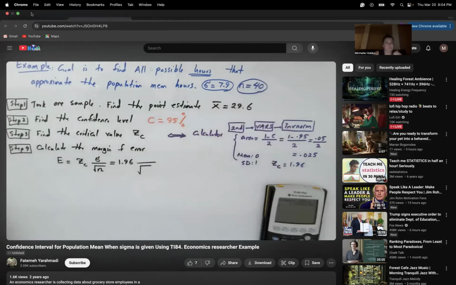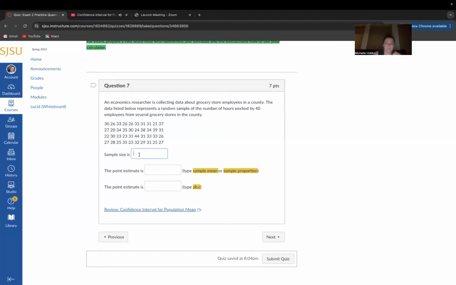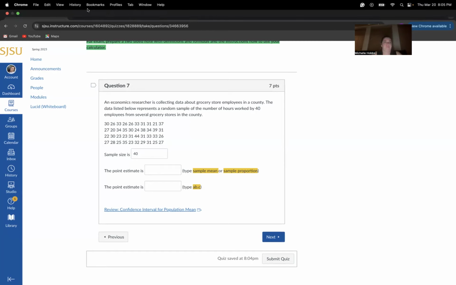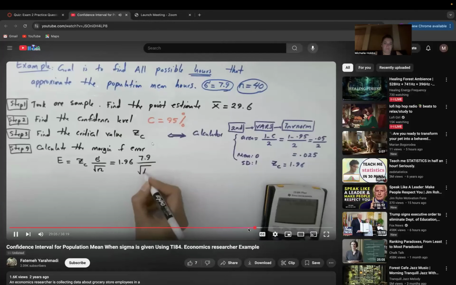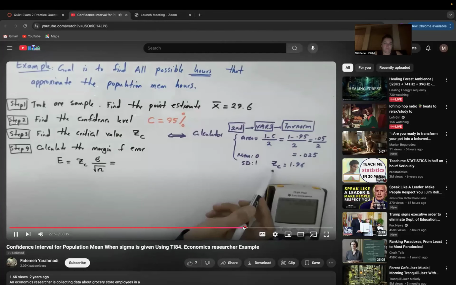Let's go back to the question. Take a look at the question. So the sample size here is how many? 40, because there are 40 employees from several grocery stores. So N, or the sample size, is 40. And assume the population standard deviation is also given to you as 7.9 hours. Okay, let's enter these. 7.9 divided by the square root of N. It is given to calculate ZC.